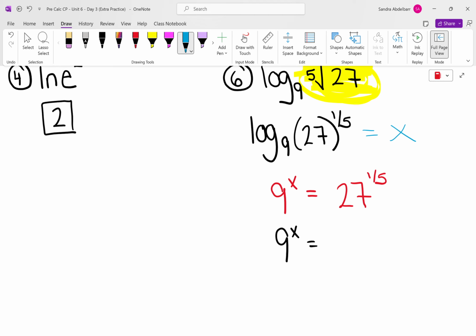We're going to need to solve for x, but I want them to have the same base so I can set their exponents equal. So I'm going to change these both, not into a base of 9, I'm going to change them both into a base of what? 3. So we're going to have 3 to the second raised to the x is equal to 3 to the third raised to the 1/5.